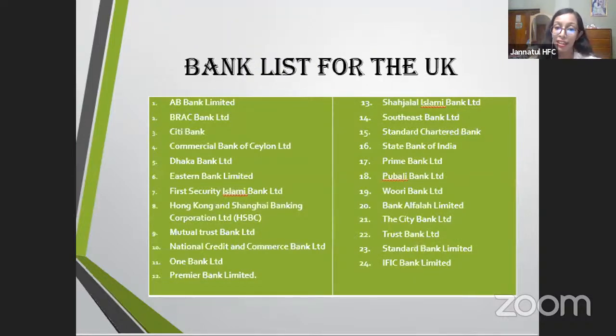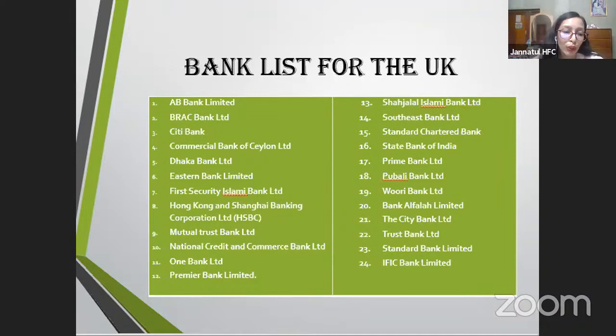As I already said, you need to show your 28 days bank statement, and it is 25 lakh Bangladeshi taka. Here is the list of UKVI listed banks. You have to show your bank statement through these banks, and if you show your bank statement with any other bank which is not UKVI listed, then your visa can be refused.